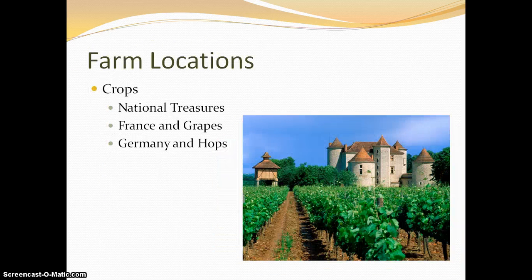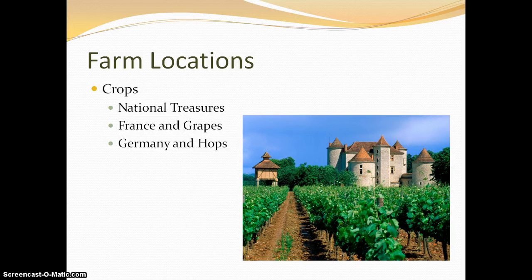But anyway, moving on. Some other things that might determine which crops are being grown is if a crop is a national treasure for a particular country, like in France. And we talked about this, and you probably saw it in your textbook, in the culture region.